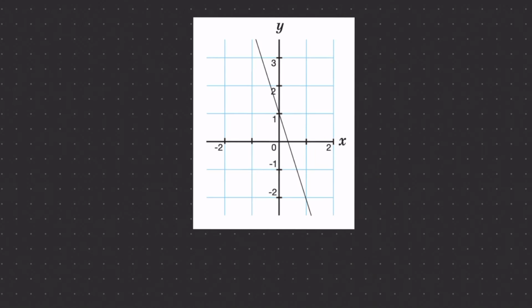Let's take a look at this example together. So we're going to try and find the equation of this straight line on my set of axes. First thing that I'm going to do is find the gradient.